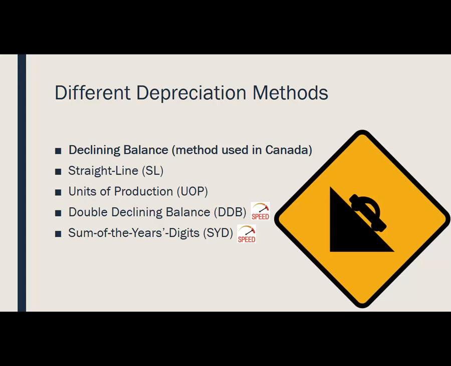So in Canada we use declining balance, as has been mentioned. There are other options of depreciation throughout the world. Straight line is the simplest and it's a very popular method. The units of production method really assigns an equal amount of expense to each unit produced or service rendered by the asset.